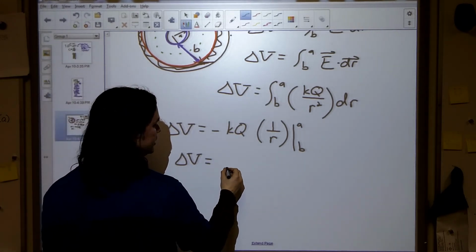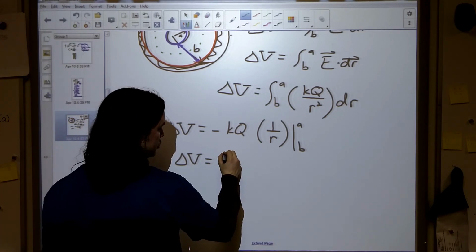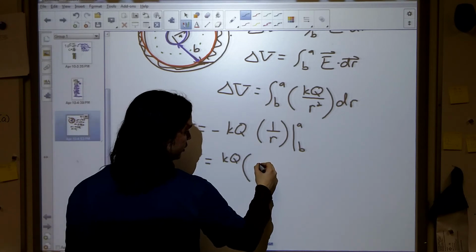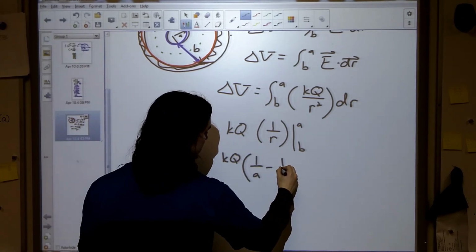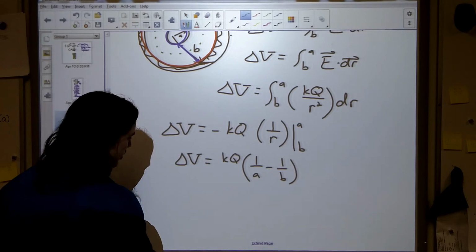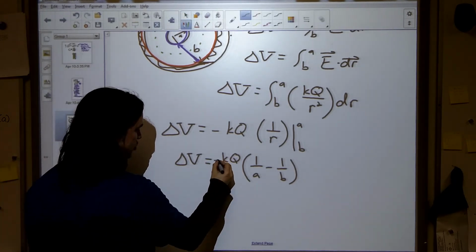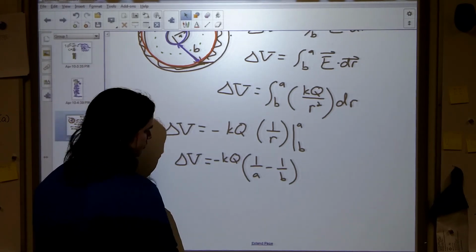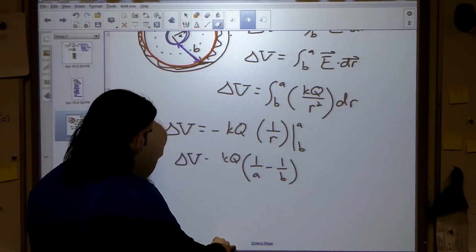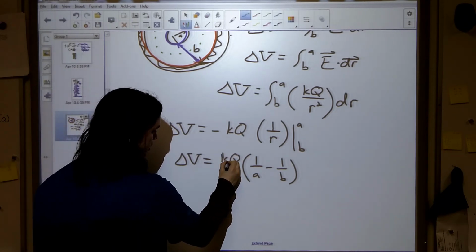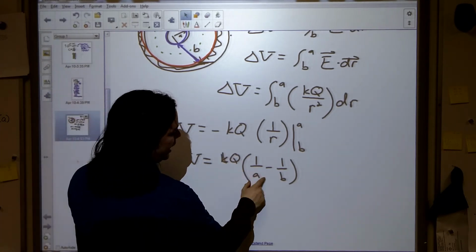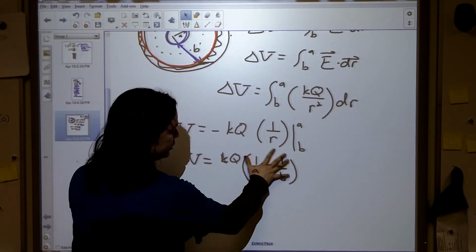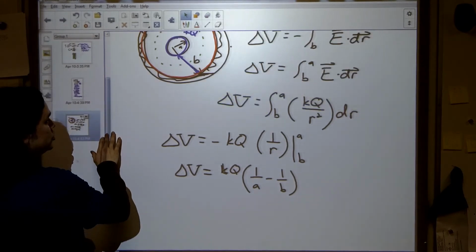Regardless, delta V is going to be something either positive or negative, akin to KQ times the quantity of 1 over A minus 1 over B. Here's where the negative is probably actually important. A is a smaller number than B. No, I apologize. Again, I'm turning myself around with the negatives. But A is a smaller number than B, so 1 over A is a bigger number than 1 over B, and so this becomes a positive value. We should actually increase.